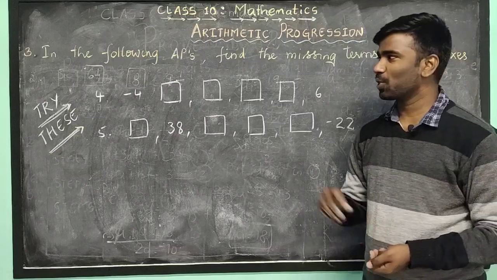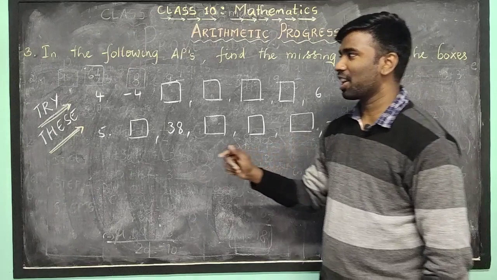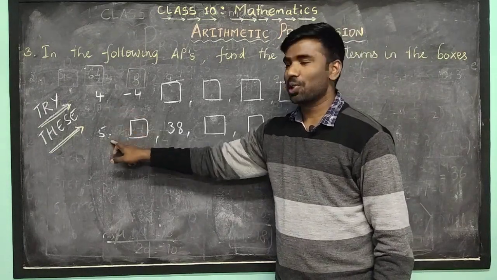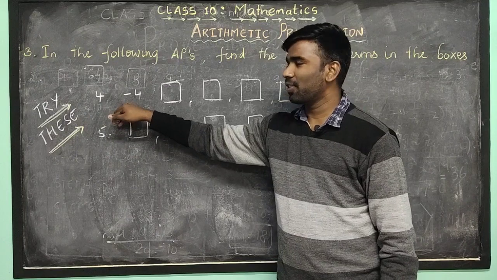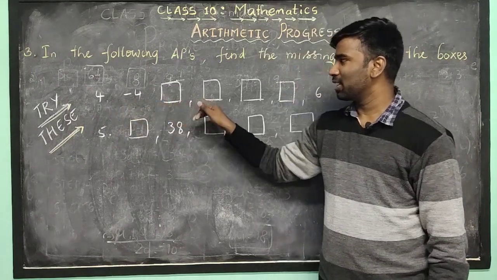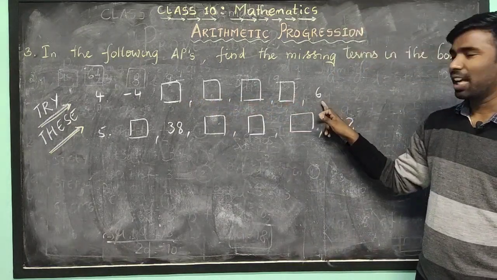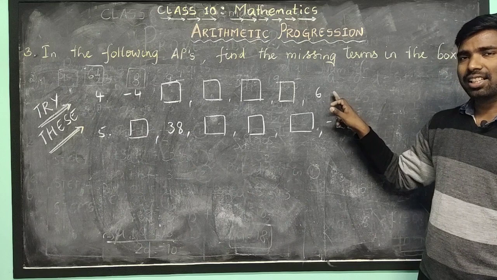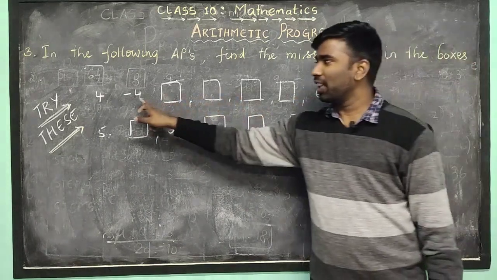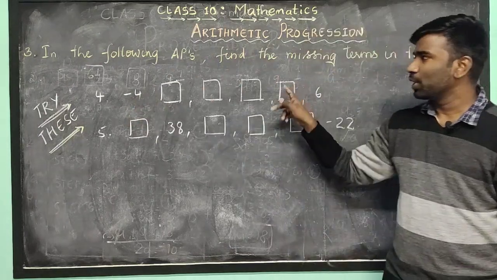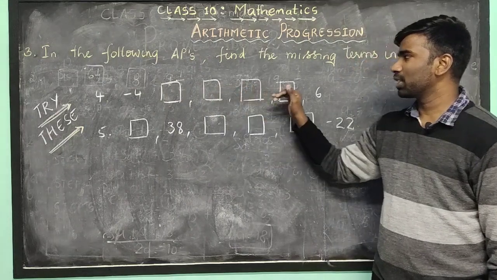Students, hopefully you have understood question number 1, 2 and 3. Based on those learnings and understanding, try these two questions, the fourth and fifth question. In the fourth question, they have given the first term as -4, you should find out the second, third, fourth, fifth terms, and the sixth term is given as 6. A6, that is the sixth term, can be written as A plus 5D. Substitute the given value A equals -4, then you will get the value of D. Then you can easily find out the second, third, fourth, fifth terms.